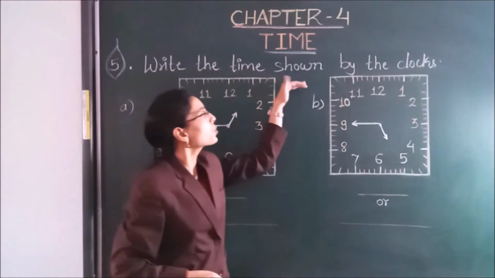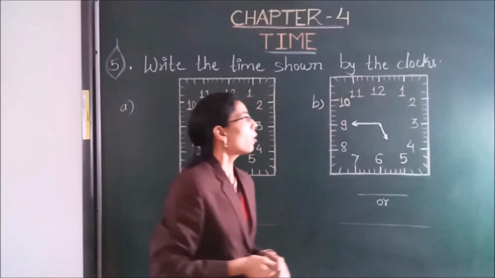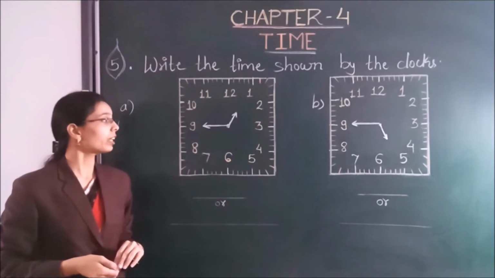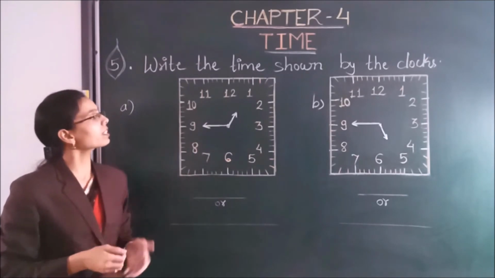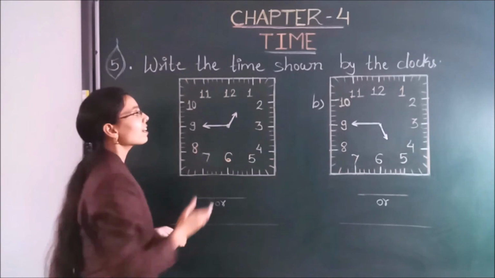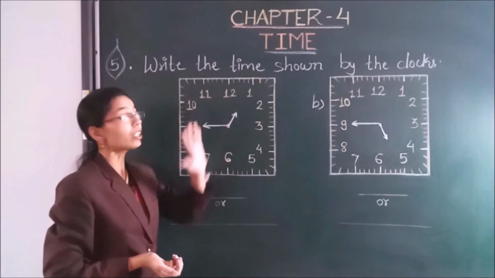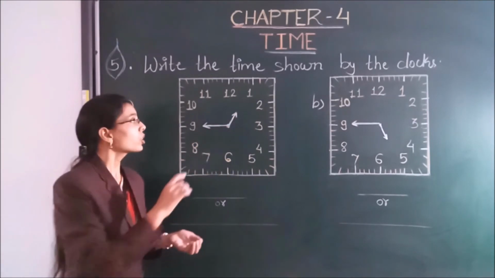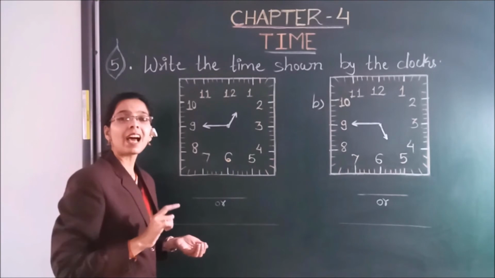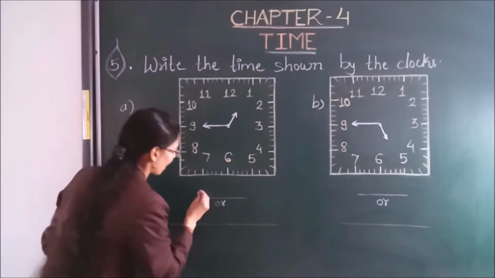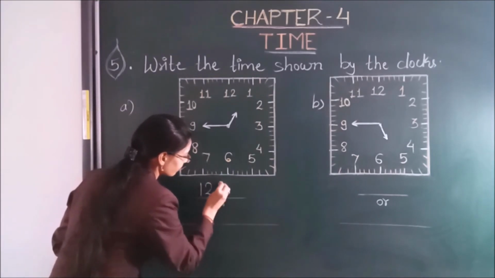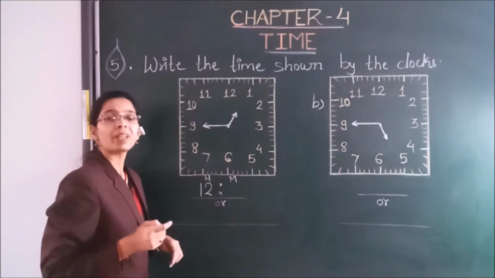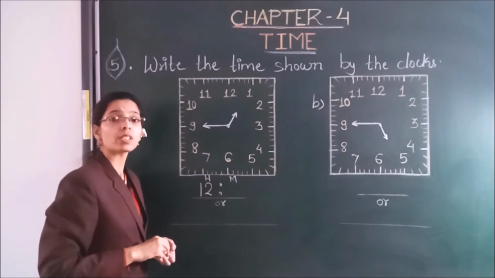Now children, our question number 5. Write the time shown by the clocks. What time is here that we have to write? Okay, so now children, look at here. Our hour hand is between 1 and 12. It means this hour hand has crossed 12, so we will write here 12. Okay, it shows hour and minutes. If the minute hand is at 9, how many minutes does it show?